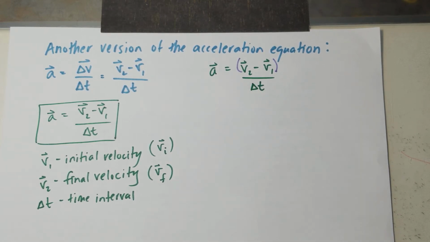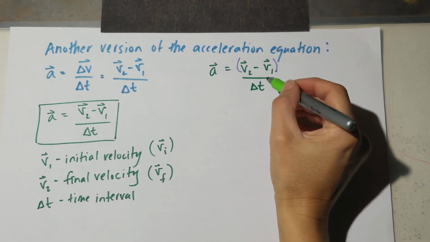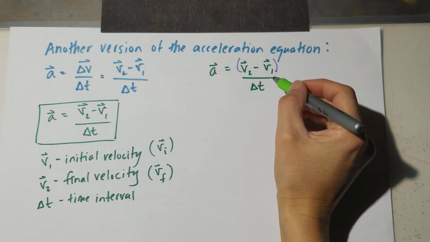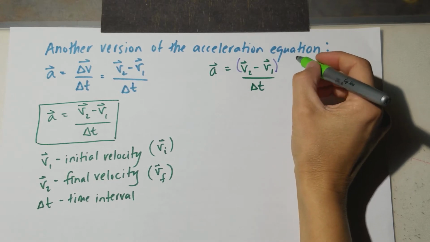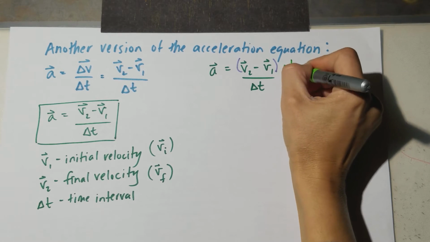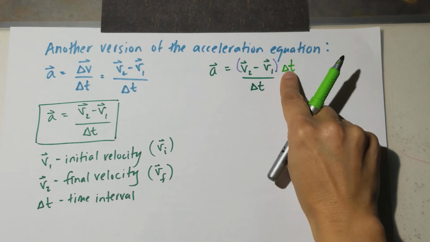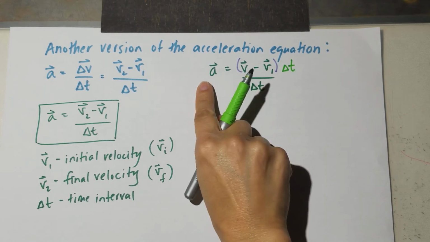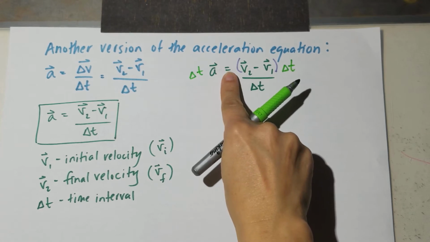I say in my head, what is time doing to the term above? It's dividing. What is the opposite of dividing? The opposite is multiplying. So I'm going to multiply this side by time. Okay? So I do the opposite math, but I have to do it on both sides. And the reason I have to do it on both sides is because of this equal sign.